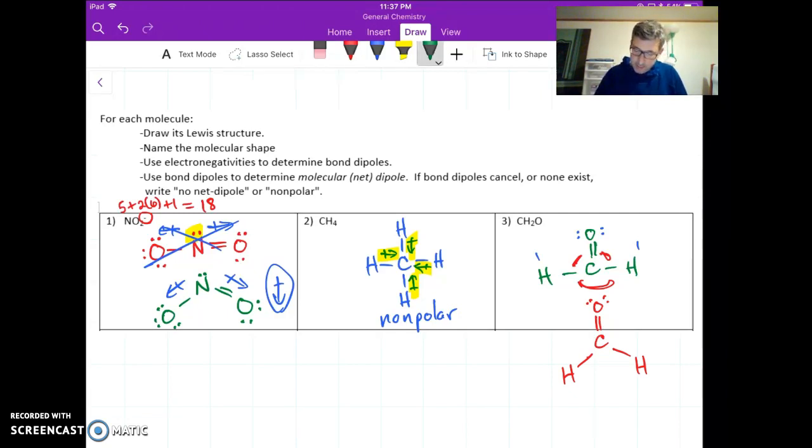Now when I put in my dipoles, we're going to go from hydrogen towards carbon, and then from carbon towards oxygen. And I have up and to the right, up and to the left. The result of that would just be up. And then I have another up on top of that. So my overall molecular dipole is just going to be one arrow going up.